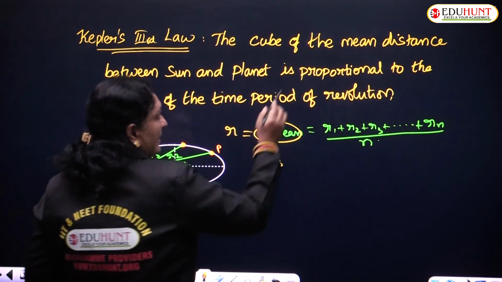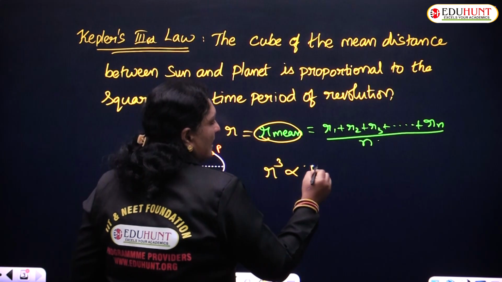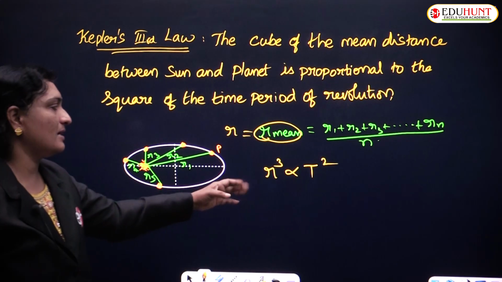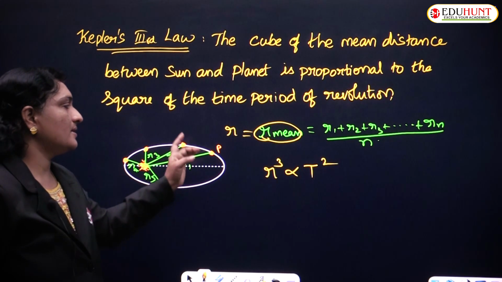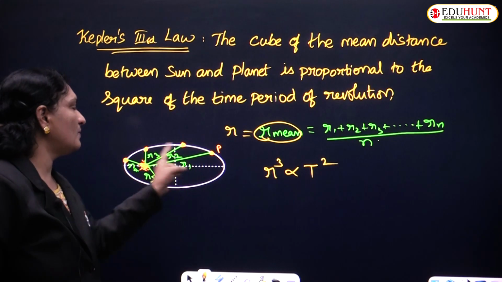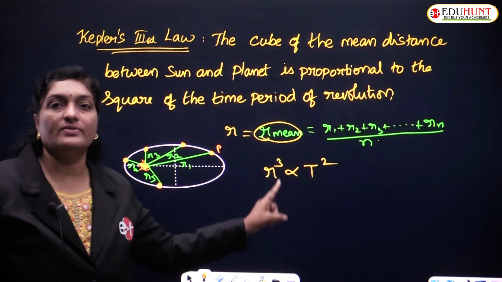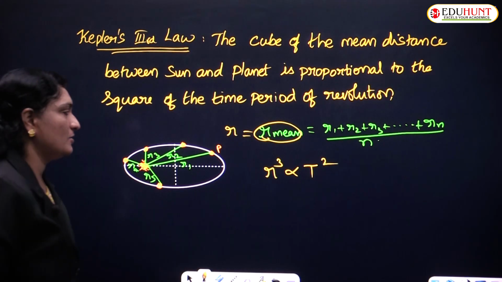So r cube is proportional to the square of the time period. Time period is T, square of the time period is T square. So this is the third statement. Kepler's third law states that the cube of the mean distance between the sun and the planet is proportional to the square of the time period of revolution. Revolution means one complete revolution.